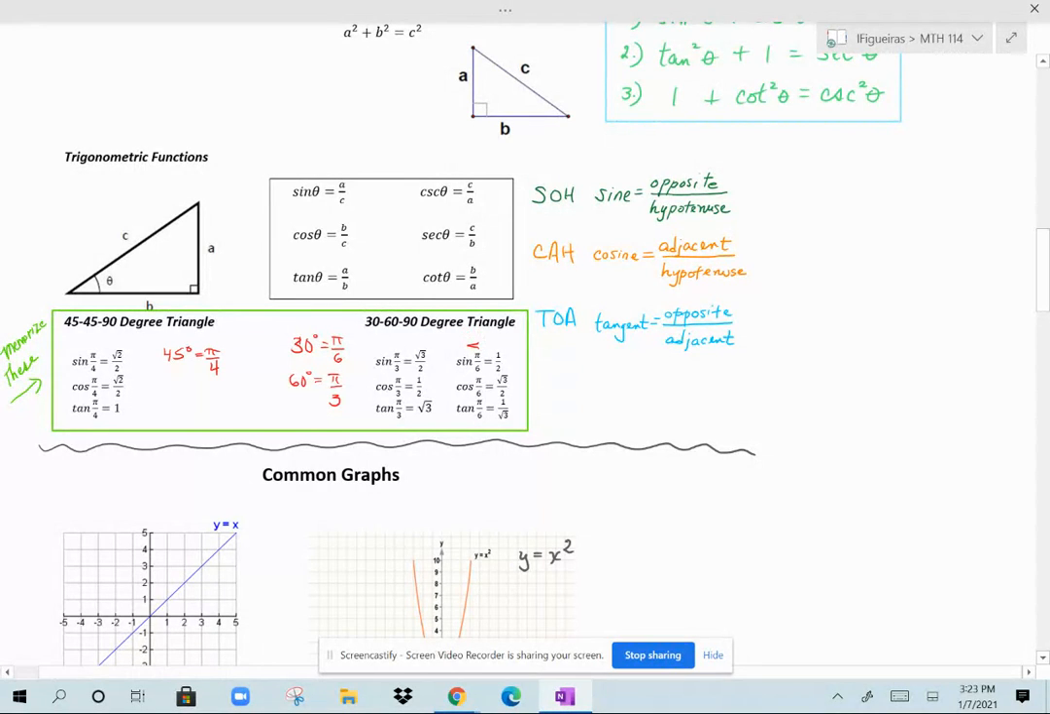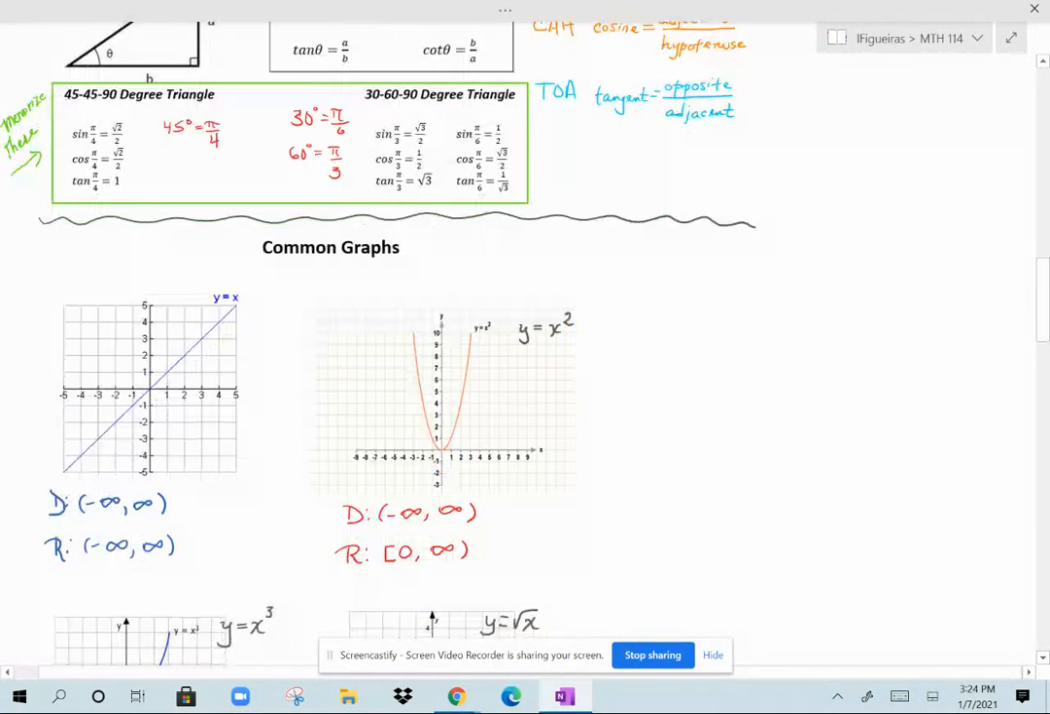So you'll see that there are similarities between the 30 and the 60-degree angles. So sine of pi over 3 is the same as cosine of pi over 6, and the cosine of pi over 3 is the same as the sine of pi over 6. And these 2 are just reciprocals of each other when you're looking at 30 degrees versus 60. Okay, so again, really important for you to have those 2 triangles memorized.